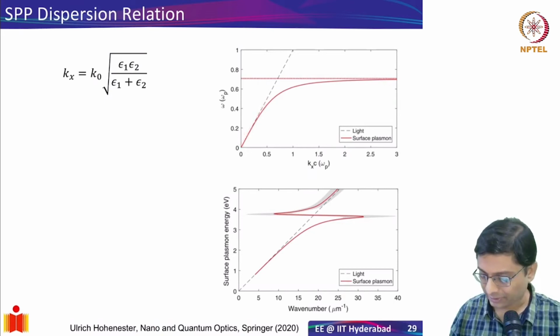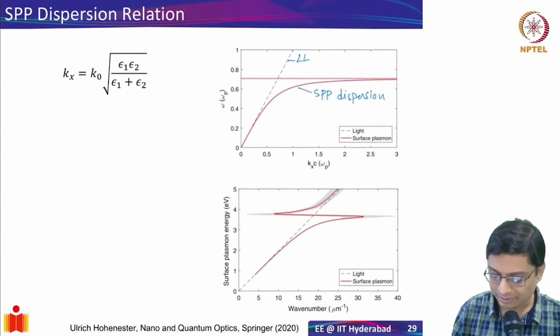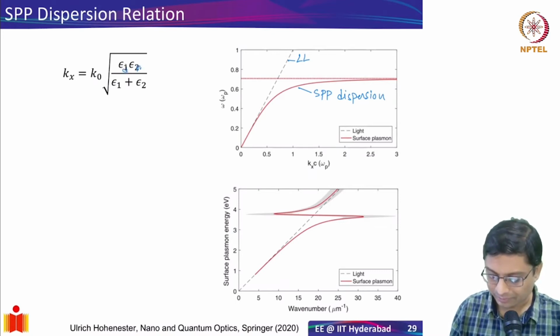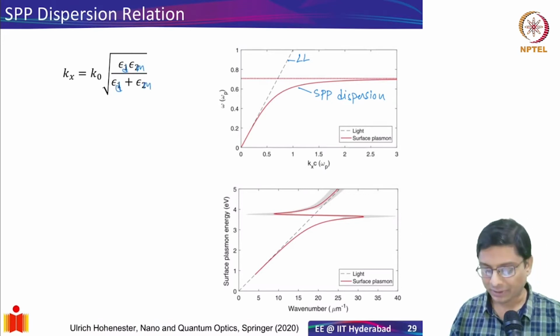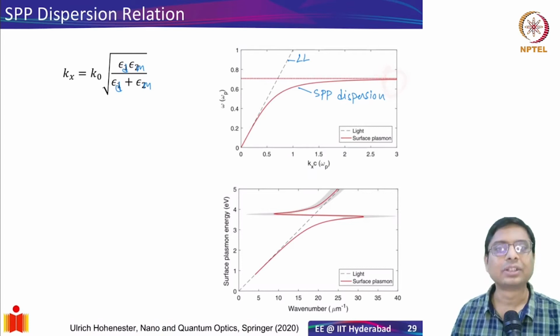This is SPP, I said. This is the light line, LL, and this is my SPP dispersion. And I said, this is a dispersion that we derived. Okay, this was dielectric and metal. That's the notation we used. So, we said when epsilon metal plus epsilon dielectric is equal to 0, we have a resonance where my kx becomes very, very large. The question was, what does it mean that kx is very large?